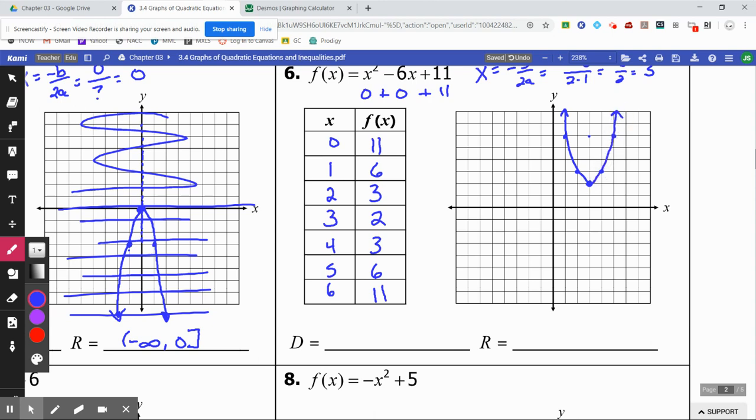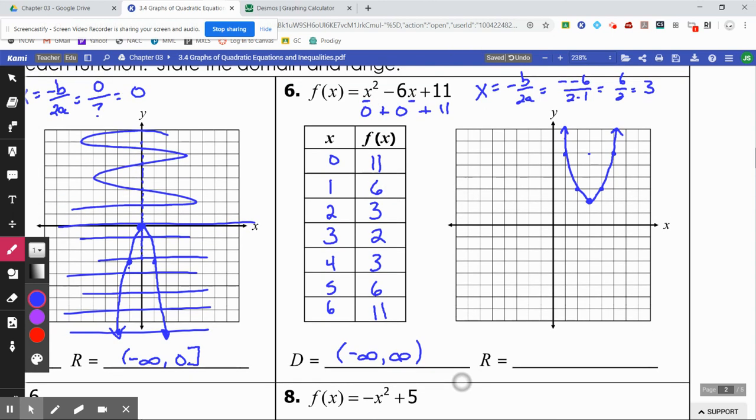There you go. Your domain for quadratic functions will always be negative to positive infinity because is there anything that I can't plug in for x? Can I plug in a million? Sure. So since you can plug anything in, your graph's going to go all the way to the left and all the way to the right forever.